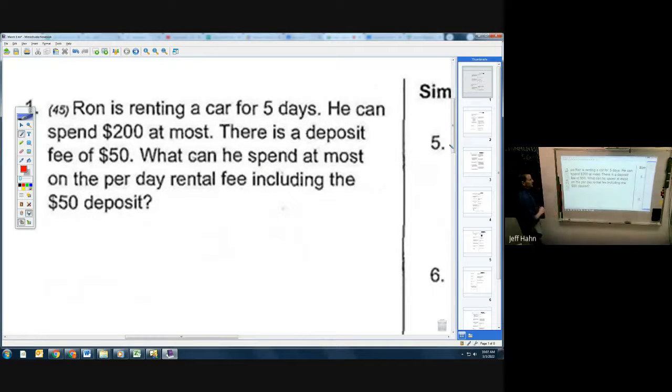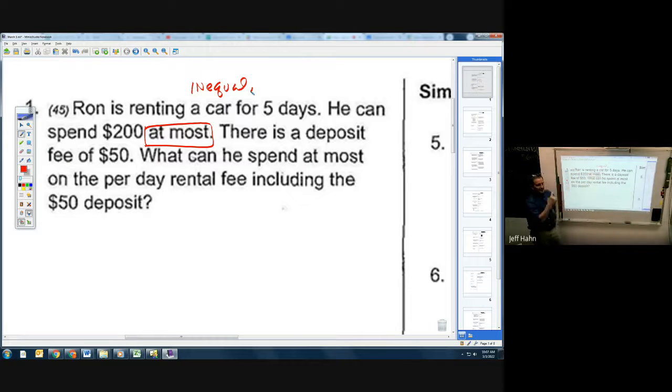Ron is renting a car for 5 days. He can spend at the most. The key words here, Addie Clark, is the word at the most. If you see the word at the most, you don't just get one answer because that leaves it open for a whole bunch of different answers, which should make you think inequalities. If I said your age is at the most 14, what could your age be? 13, 12. It could be a bunch of different answers. And that's the same thing here.